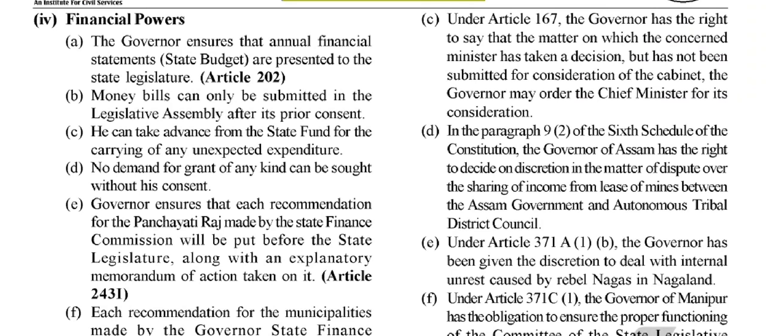Fourth, financial powers. A. The governor ensures that the annual financial statement, the state budget, is presented to the state legislature. Article 202. B. Money bills can only be introduced in the Legislative Assembly with his prior consent. C. He can take advance from the state contingency fund to meet unexpected expenditure. D. No demand for grant of any kind can be made without his consent.